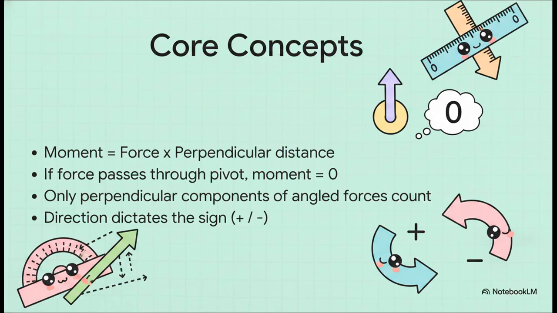First, remember that the moment always equals force times the strictly perpendicular distance. Second, if your force vector passes straight through the pivot point, your moment is a big old 0. Third, for angled forces, you gotta break out your trigonometry because only the perpendicular components count. And finally, always track your spin. Clockwise and counterclockwise directions will completely dictate your positive and negative signs.